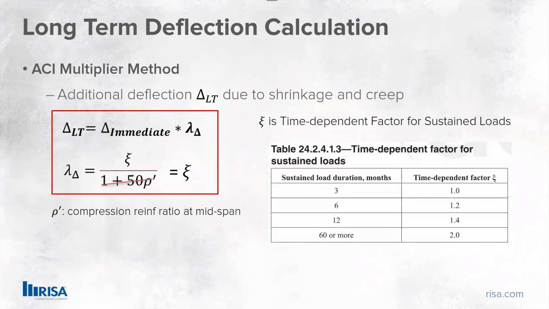So one thing you should pay attention to with this delta LT is that it is the additional deflection due to the shrinkage and creep, meaning that this doesn't include the immediate deflection due to sustained load itself. It's just the additional. So for instance, if you have the immediate deflection due to sustained load equal to 1 inch, and then your factor xi is equal to 2, then your additional deflection will be equal to 1 inch times 2, which will be equal to 2 inches.